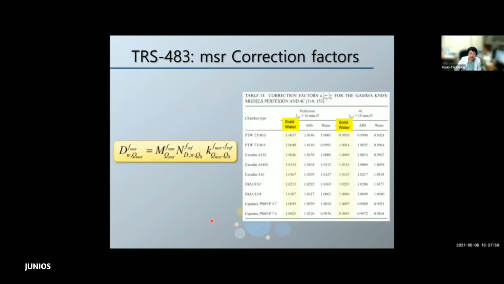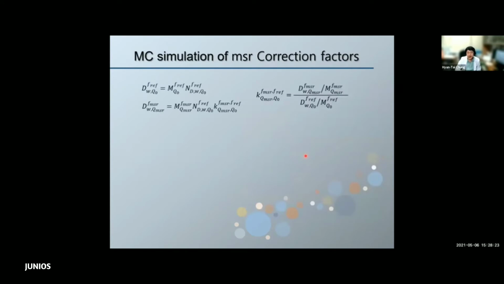Anyway, they give the MSR correction factor for this formula, and I think this is good for solid water phantoms. Those factors were obtained by Monte Carlo simulation, and for the ABS phantom we have to see. We'll see later. So we can calculate this MSR correction factor by Monte Carlo simulation.